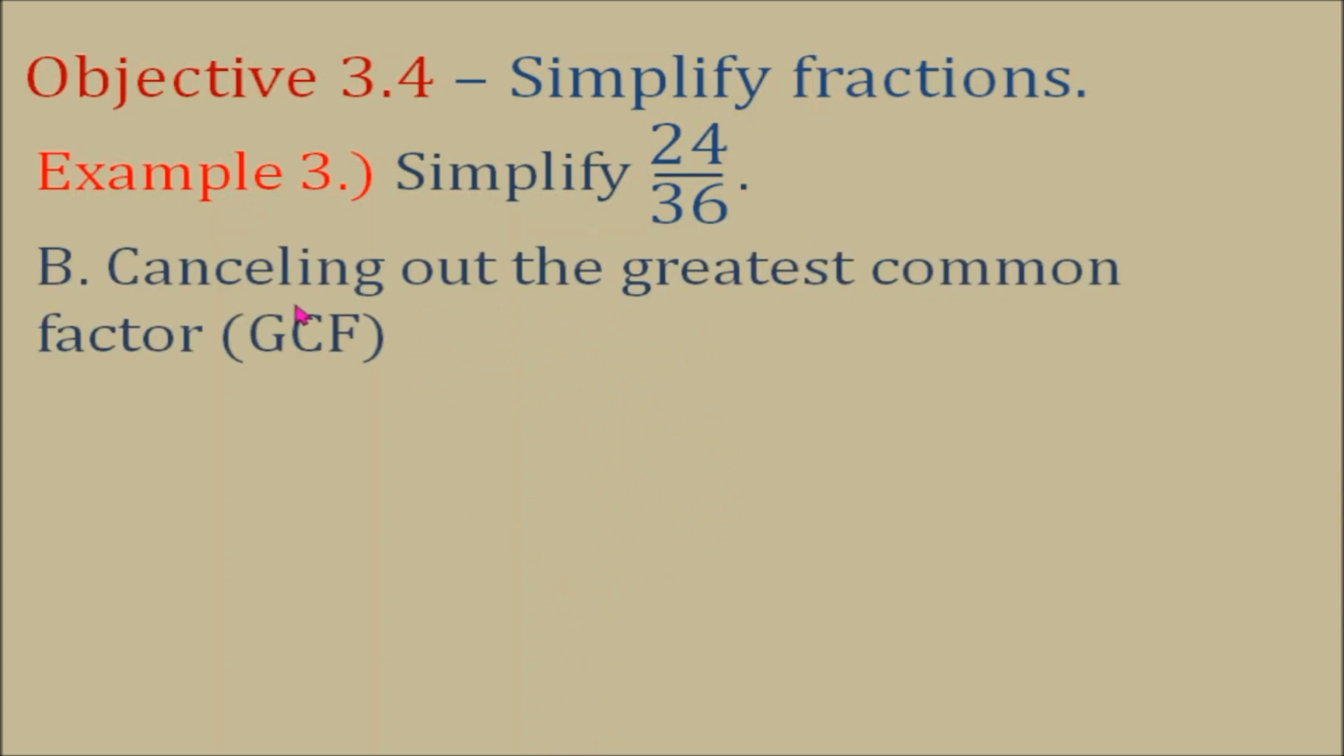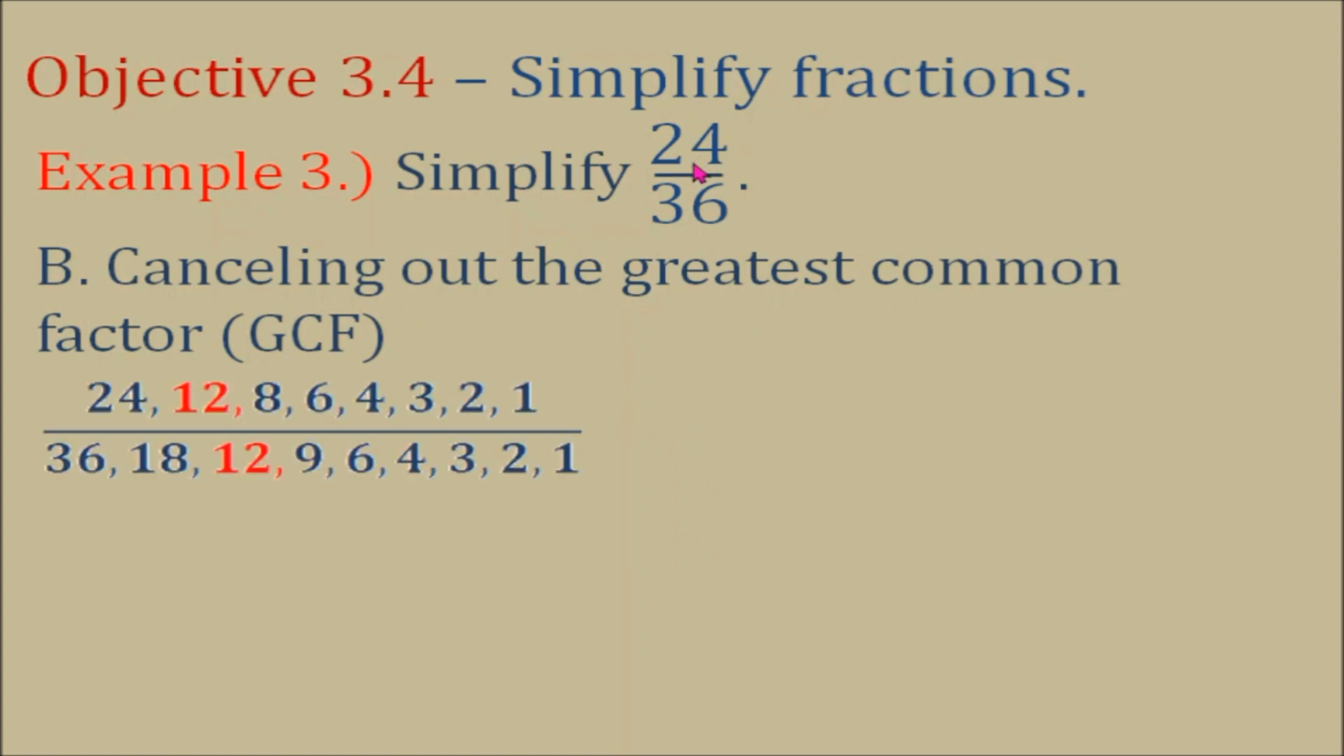This is another way, canceling out the greatest common factor. The factors of 24 are 24, 12, 8, 6, 4, 3, 2, 1, while the factors of 36 are 36, 18, 12, 9, 6, 4, 3, 2, 1. Notice here that 12 is the greatest common factor. So 24 can be written as 12 times 2, and 36 can be written as 12 times 3. Then canceling out the greatest common factor 12, we have 2 over 3 as our answer.